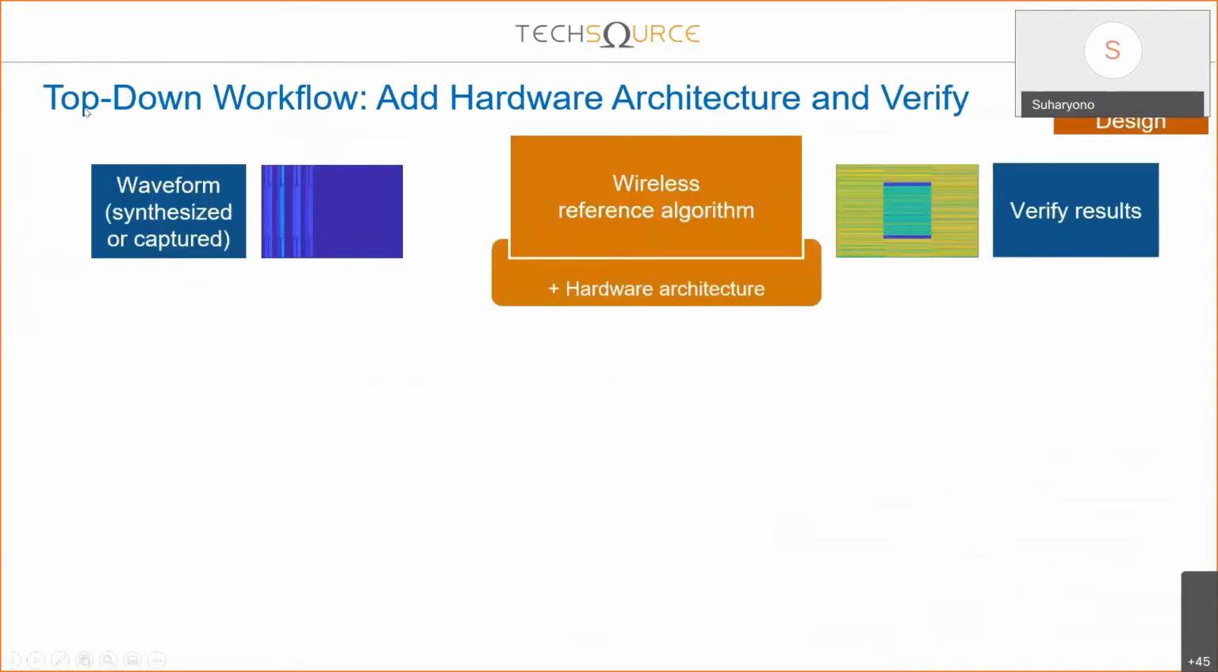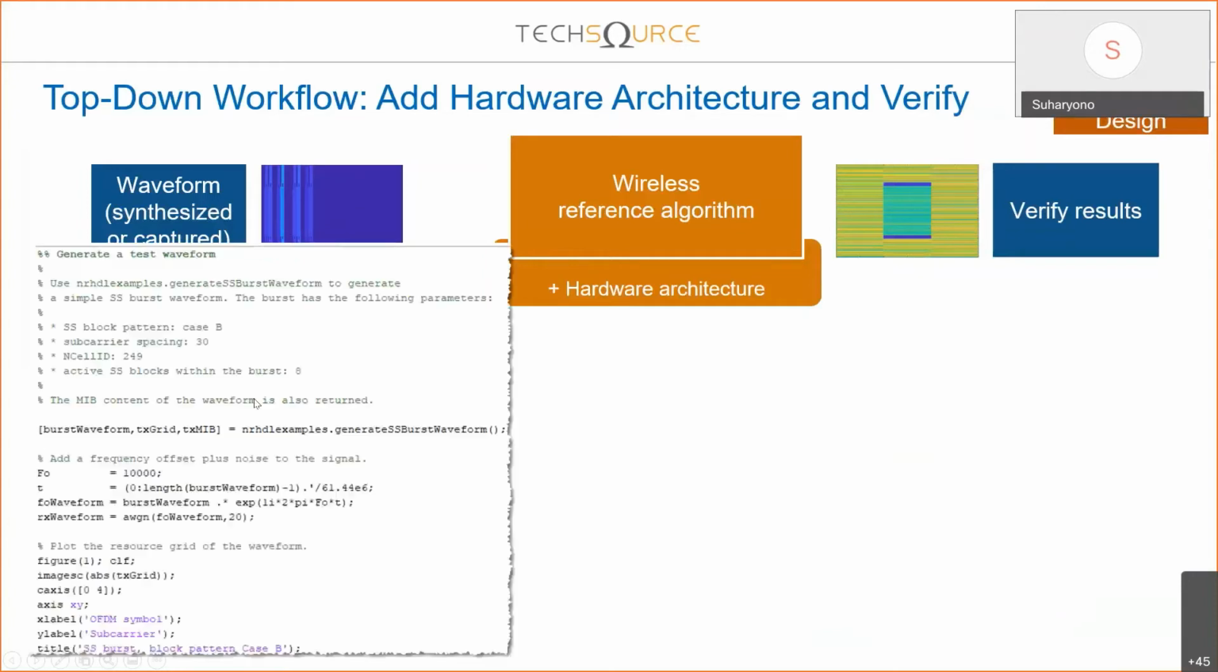So this is the workflow. Basically, what we design so far in our algorithm in MATLAB and Simulink consists of three parts. The first part, on the left, is the stimuli, the different types of input or waveform injected into our algorithm. The second part is where we design our algorithm, and the third part is where we do the verification or analysis.